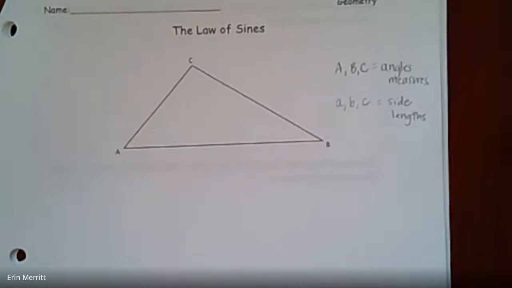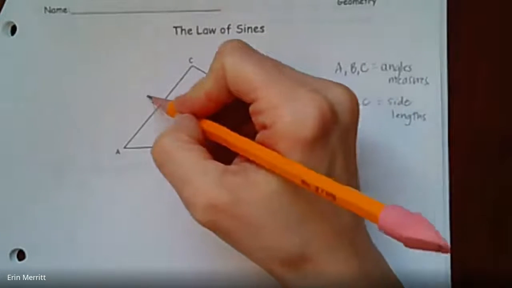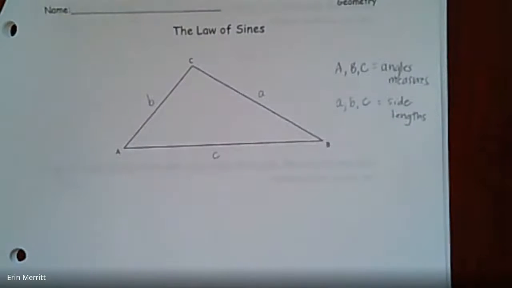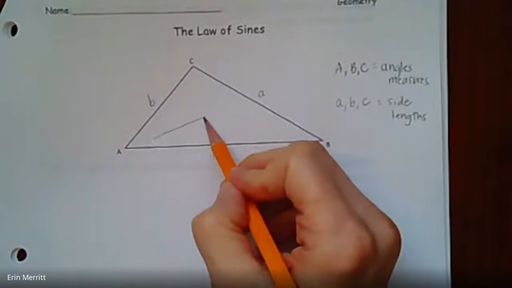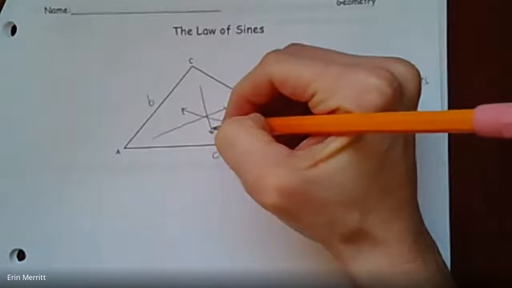Across from angle A, this would be little side a. Across from B, this is little lowercase b. Across from C, that's little lowercase c there. So it's just literally across from the angle of the same letter.